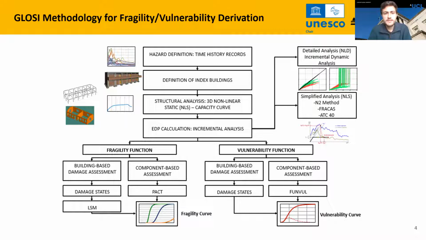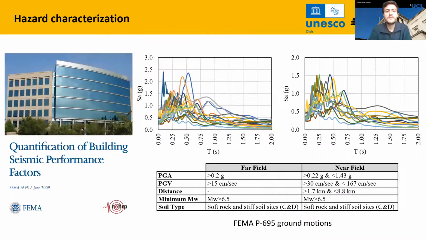And it starts with the hazard definition. So the first step is to define the hazard. To define this hazard, there are several methodologies in literature. For the particular GLOSI framework, it is proposed to use the FEMA P695 set of ground motions. In this document, FEMA proposed 2 sets of ground motion, the far field and the near field, with specific characteristics of each one of these. And you can select one of those to perform your analysis.